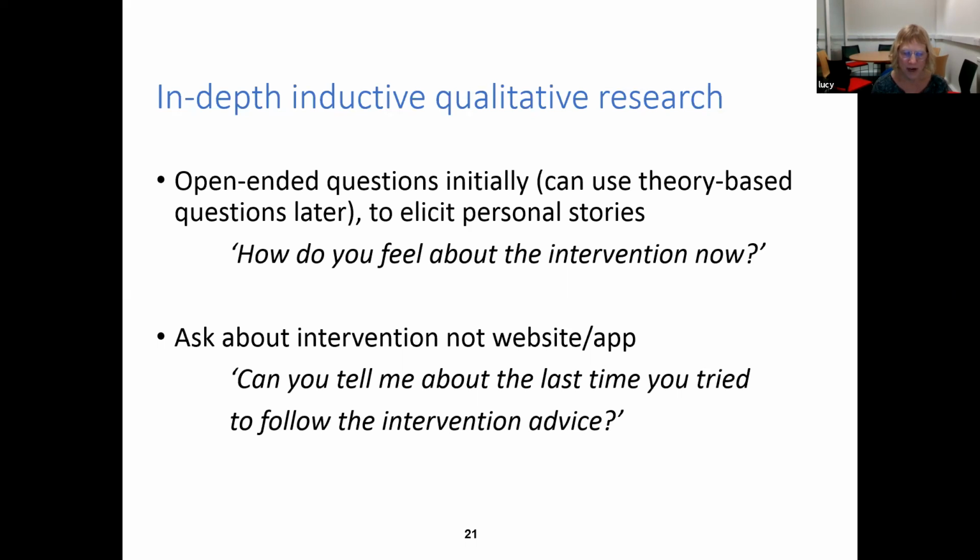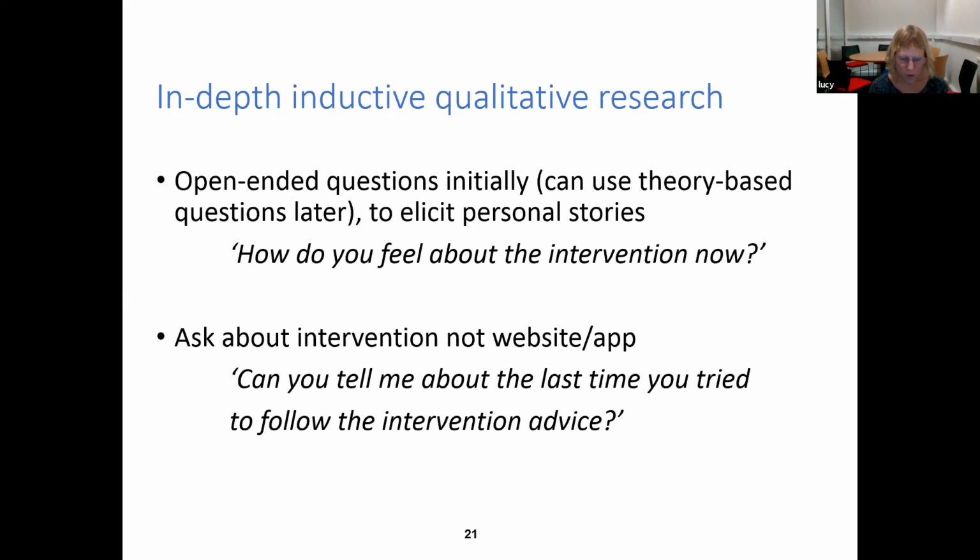Whereas if you ask open-ended questions to elicit personal stories, you can have much more confidence that what people are telling you is genuine, what is really salient to them. So we just start with questions like, well, how do you feel about the intervention now you've had a chance to try it? We always ask about the intervention, not the website or app, because if you ask about the website or app, people will just tell you, oh, I don't really like yellow as a background colour or something like that. And everybody disagrees on that anyway.